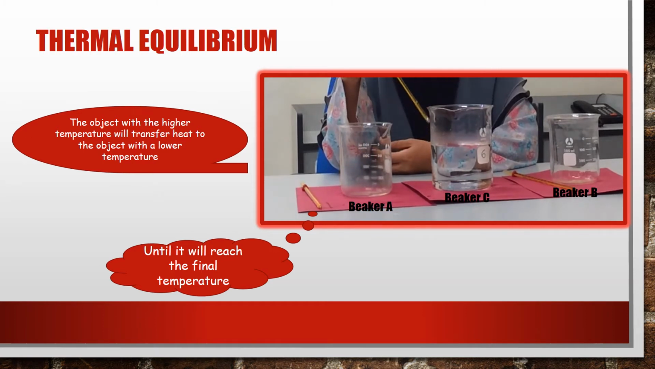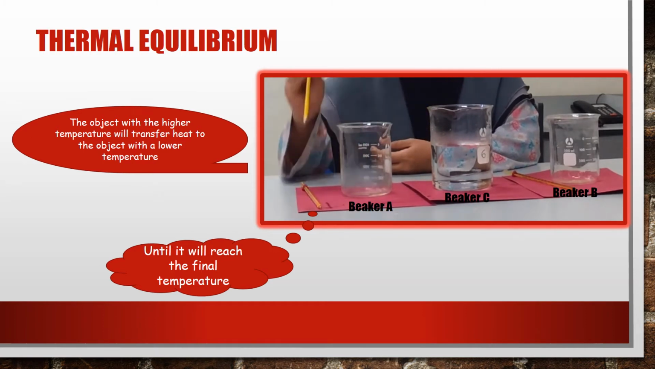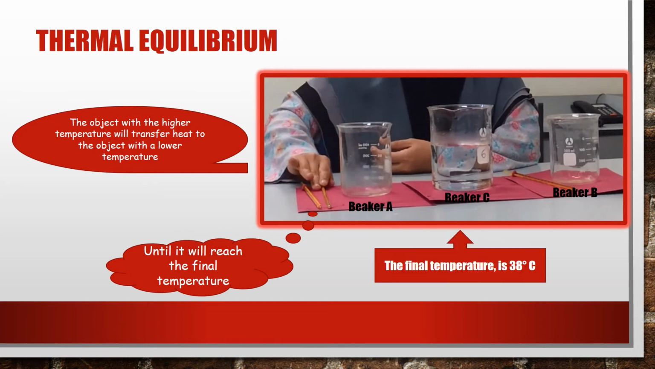So, the idea of thermal equilibrium is: first, heat flows from hot to cold. And second, heat transfers until both objects reach the same temperature. In the thermal equilibrium process, one object will lose heat and the other will gain it. Therefore, the heat lost by one object is equal to the heat gained by the other object.